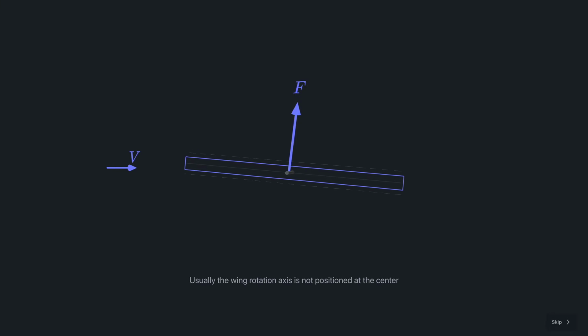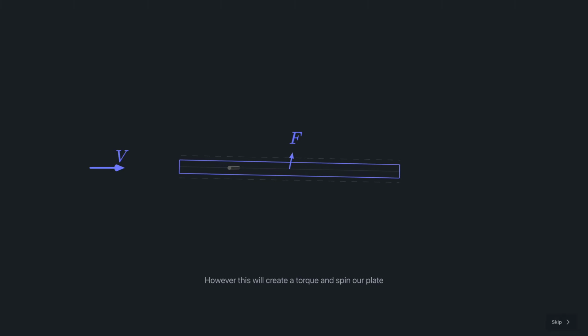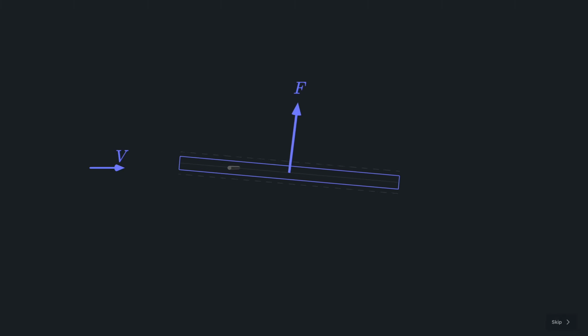Usually the rotation axis of the wing is not positioned at the center, but at around 25% of the length. This, however, creates a torque and the plate starts to spin. We actually need something to counteract it, and that is the pitching moment. We'll skip it for now to simplify things a bit.